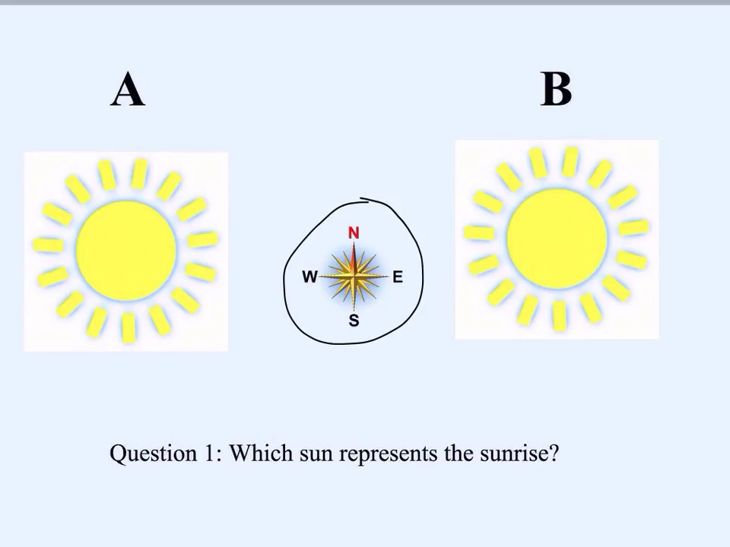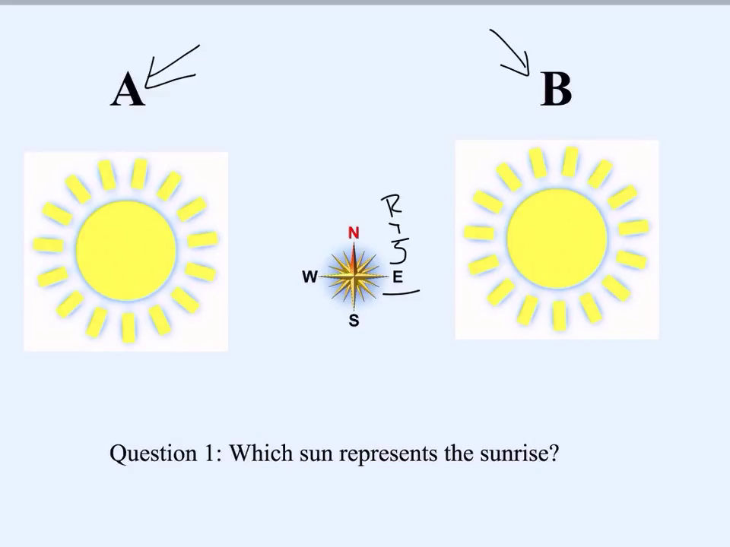Now we also have two pictures of suns here. We have sun A and we have sun B. One of these suns represents the sunrise, while the other one represents the sunset. Do y'all know where the sun rises? Great job. The sun rises in the east. So we're going to write the word rise.